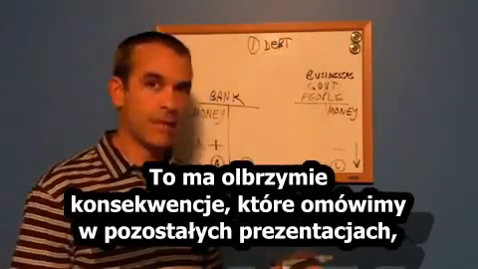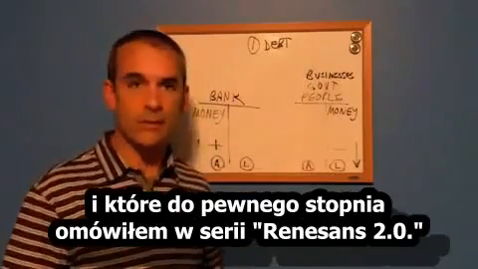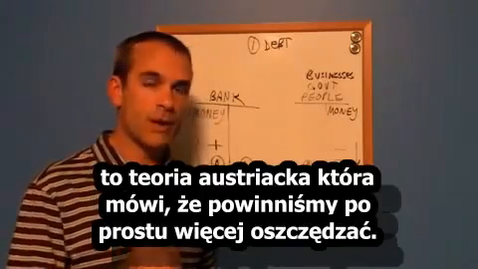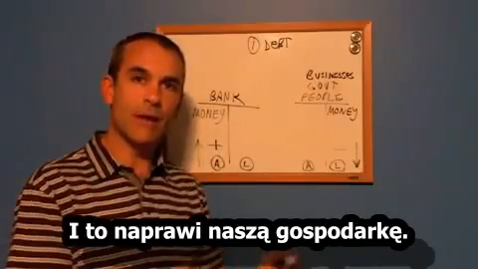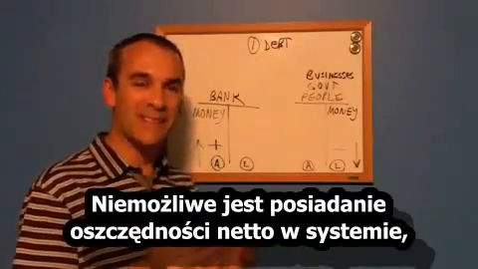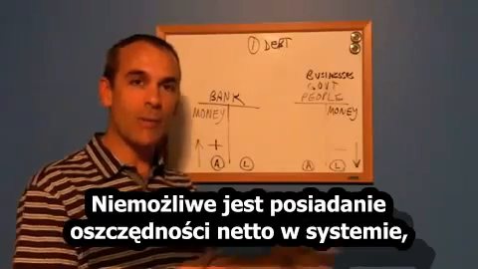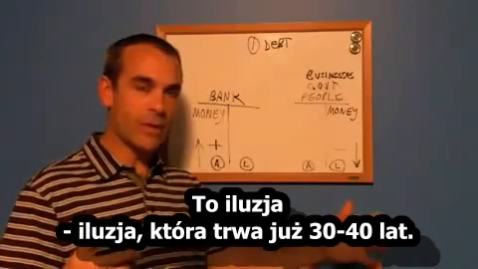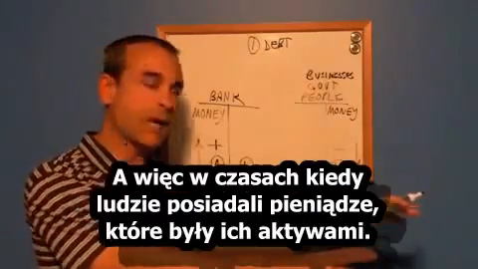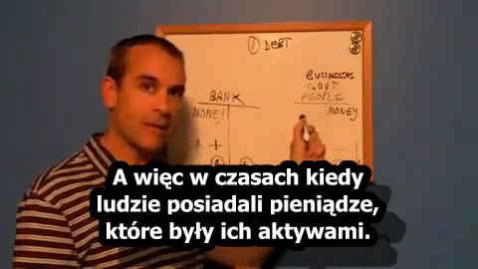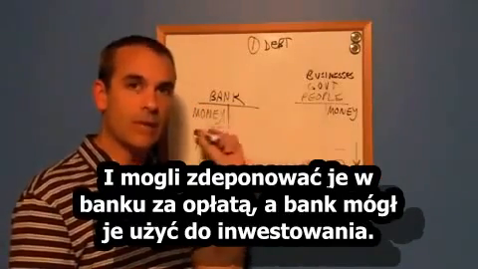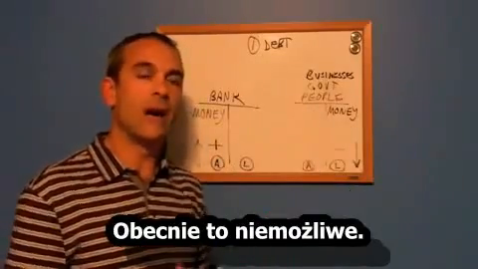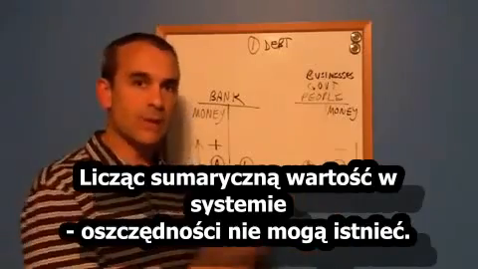Now, this means a lot of things that we'll get into in other videos, and I addressed it in Renaissance 2.0 to some degree. But one of the things this means is that Austrian theory, the Austrians who say we just need to save more and that'll fix our economy, well, it's impossible to have net savings in a system where all money comes from debt. That's an illusion now. It's been an illusion for 30 or 40 years. It was true back when Austrian theory was written, back when the people had money that was an asset to them, and they could store in the bank for a fee, and then the banks could use it for investment. That real savings could exist back then. It cannot exist now. On a net collective basis, it can't exist because everyone's in debt.